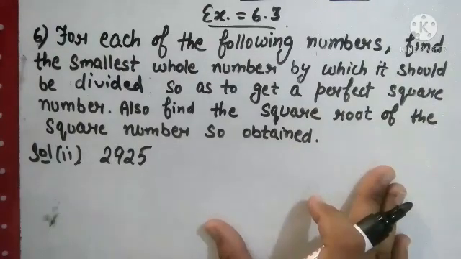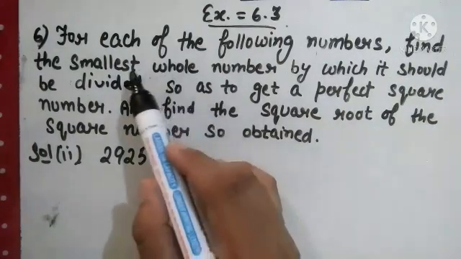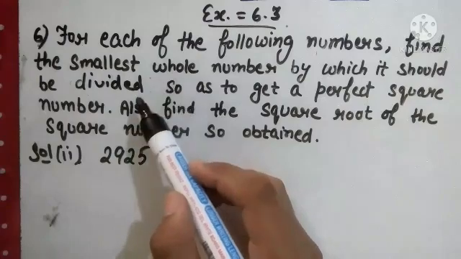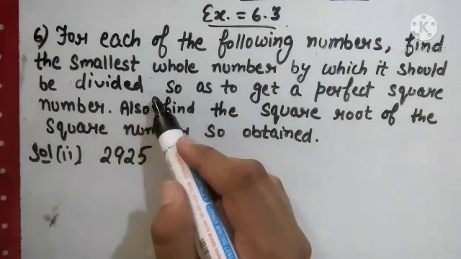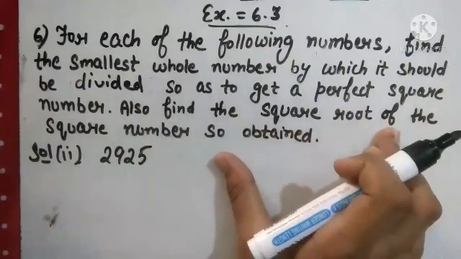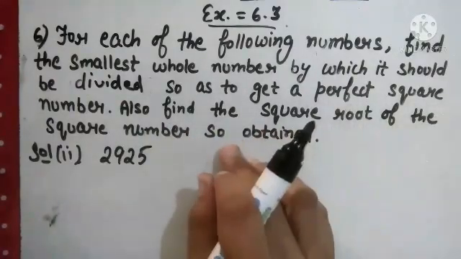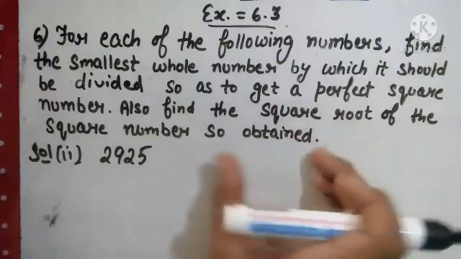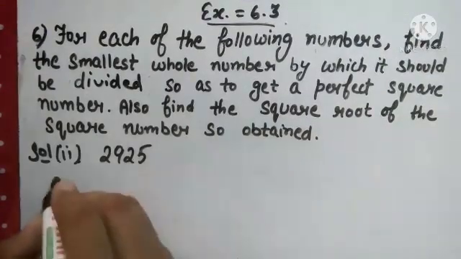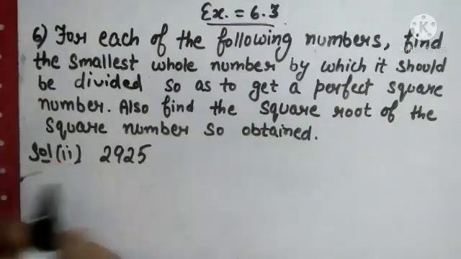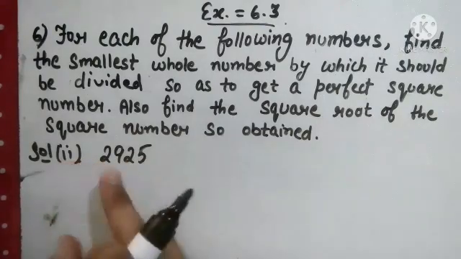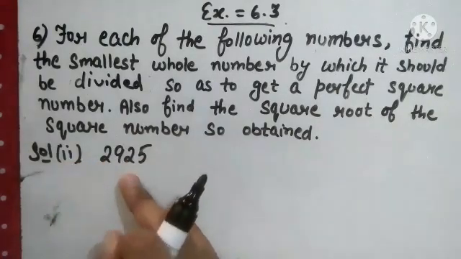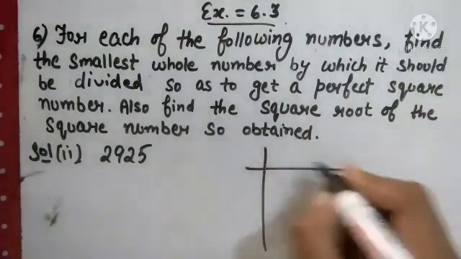This is just similar to the fifth sum. In the fifth sum we found the number that must be multiplied, but in this case we find what number should be divided. By which number can we divide the given number so that it will become a perfect square? And also in this sum, again you have to find the square root of the number that will be obtained. The first part is 252, which we already discussed in the fifth sum. The second part is 2925. So first of all let's find its factors.